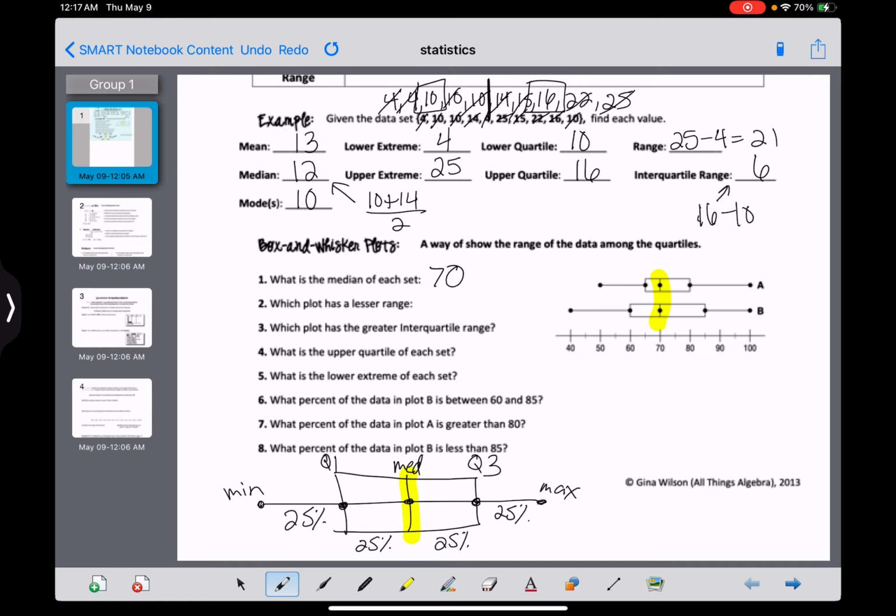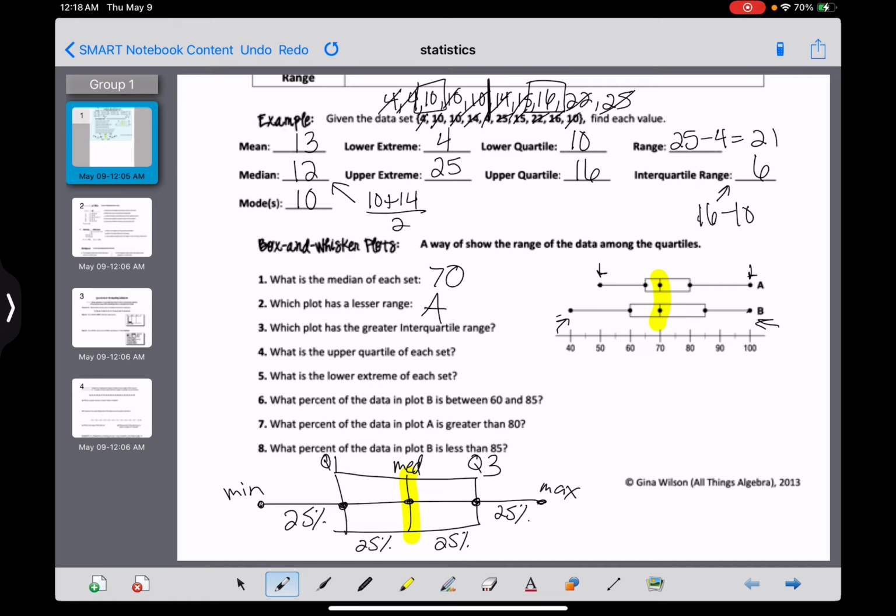Number 2 says, which one has the lesser range? So you can see which one has the least amount of distance between the first dot and the last dot. And the first dot and the last dot here, A has this much distance. B has this. So you can take these numbers and subtract them and get that number. Or I can physically see that A has a smaller range. It's shorter than the other one. So I know that it is overall going to have a smaller range than part B.